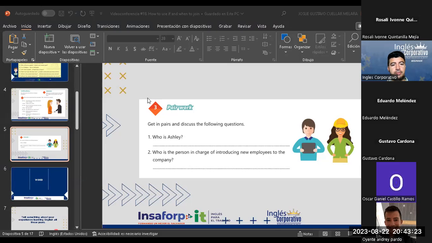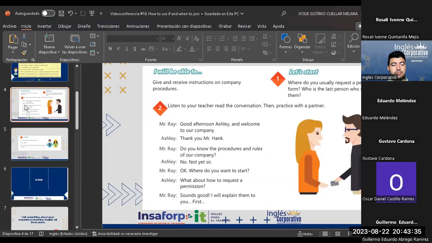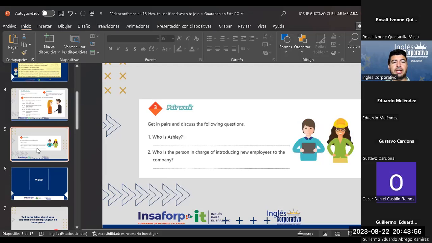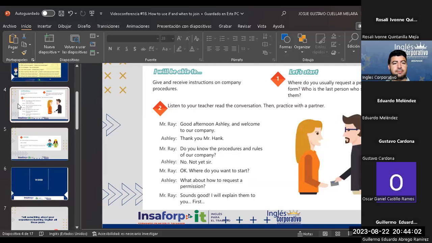Number two, the person in charge of introducing the new employees to the company is Mr. Hank. Okay, that's it. So he's the person who gives all the information, who presents or gives like a guide around the company. Thank you. Maritza, could you help me with question number one? Who is Ashley? Ashley is the new employee. Yeah, easy peasy. Ashley is the new employee.